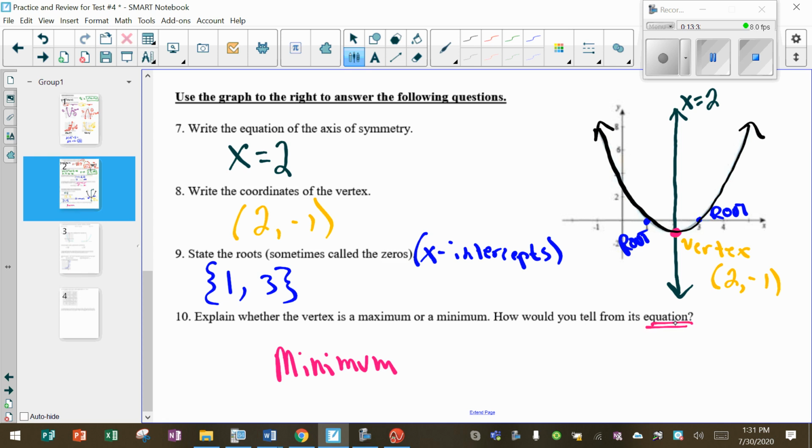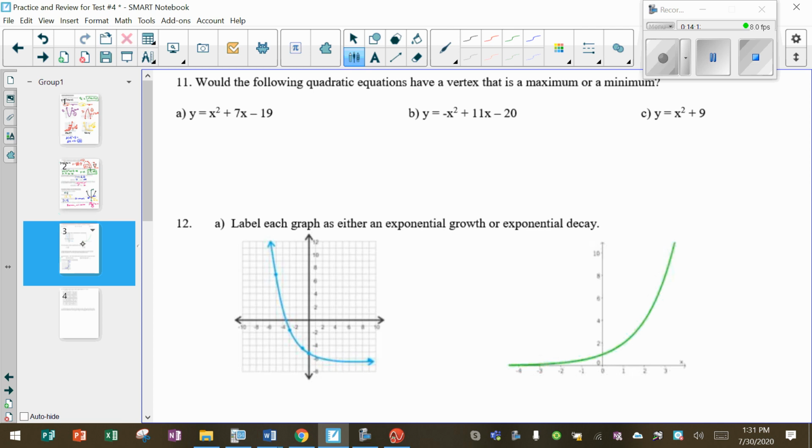How would you tell from this equation? You would tell from the equation because the equation would have a positive a value in front of the x squared. When a is positive, our parabola is happy, so it makes a smiley face. Alright, so it's the lowest point on the graph, and we would tell that from the equation because if the a value, the number in front of the x squared, is positive, it's a smiley face opening up. Page 3, cruising right along.